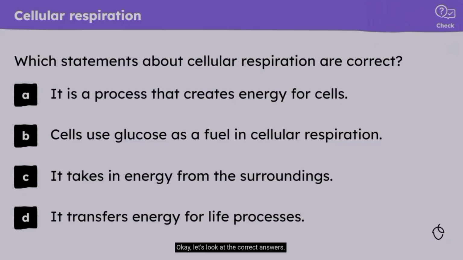Okay, let's look at the correct answers. The correct answers are B, cells use glucose as a fuel in cellular respiration. D is also correct. Cellular respiration transfers energy for life processes. So A is incorrect. Energy can't be created or destroyed. It's transferred from one energy store, such as a chemical energy store, to another, such as a kinetic energy store. C, it takes in energy from the surroundings. That's also incorrect, and we'll talk about why that's incorrect in a few slides' time. Well done if you got those right.